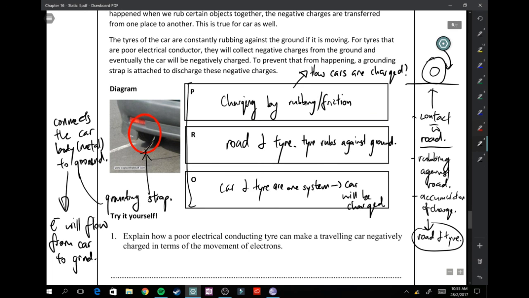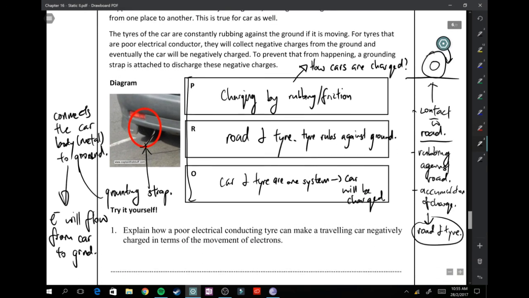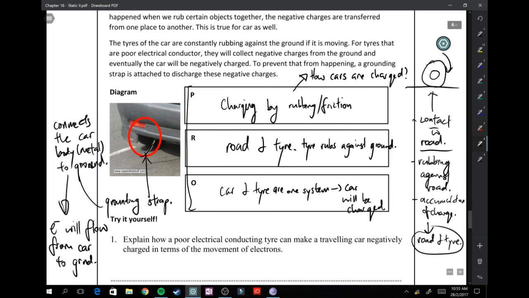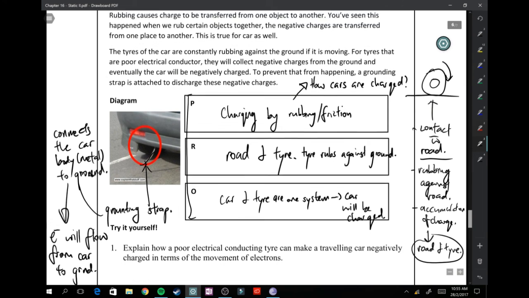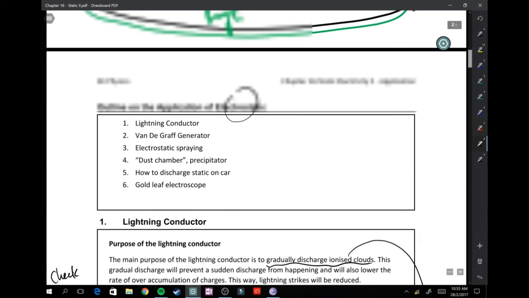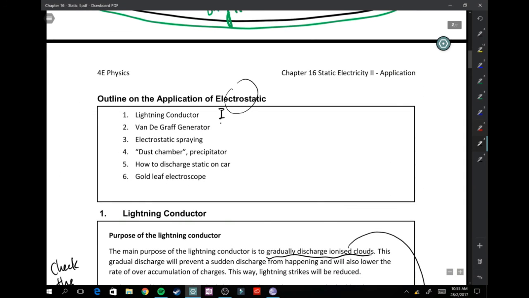Now modern day tires are conductors on their own, so when charges are being accumulated on the tire, they actually discharge at the same time. So these are the main 6 applications. Of these 6 applications, you realize that lightning conductor is induction, and this last one is actually by rubbing.